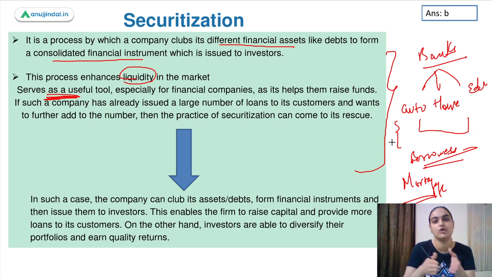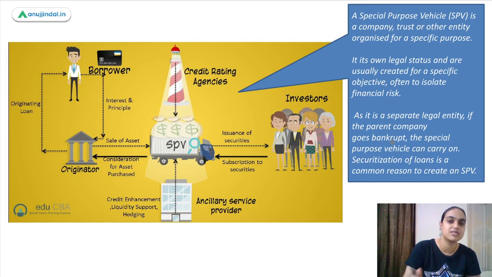Jab hum assets ka use karke nayi securities create kar rahe ho, us pure process ko hum securitization kehte hain. The same thing has been explained here with the diagram. So yahan pe ye originator hai. Ye originator kaun hai? Usually the bank ya financial companies jo alag alag borrowers ko loans dengi.